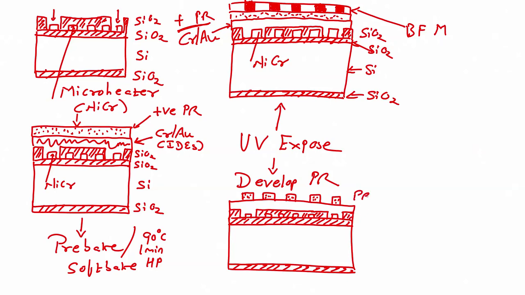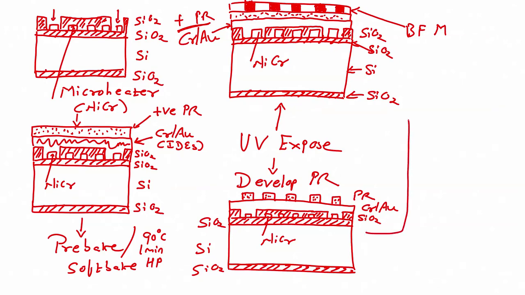So this is my photoresist, then this is my chrome gold, then this is my SiO2, this is my nichrome, this is SiO2, silicon, SiO2, correct. This is what I will get after I perform my photolithography. After this, I will just draw a line like this.